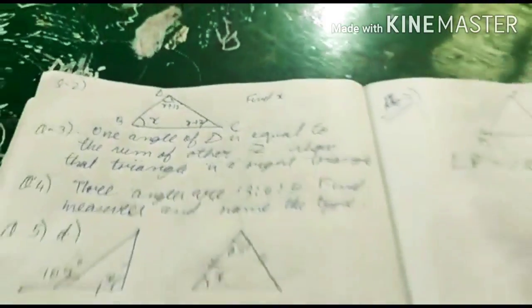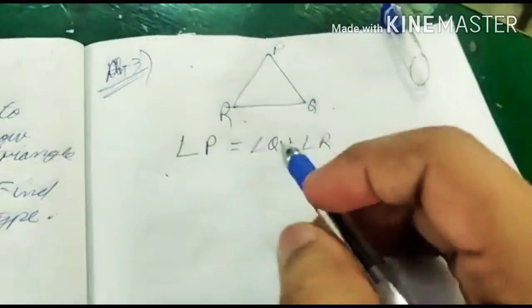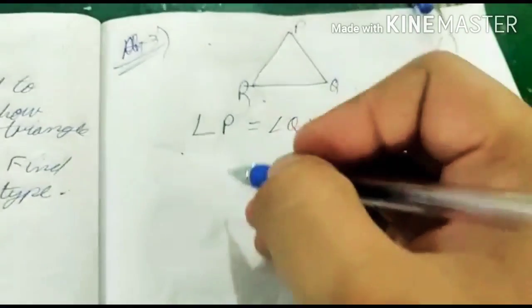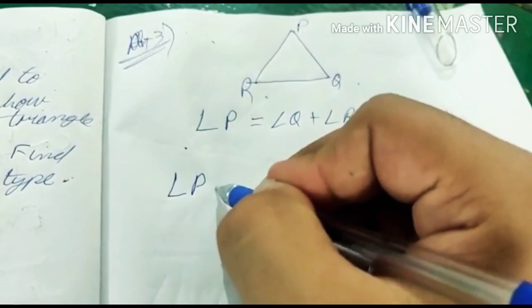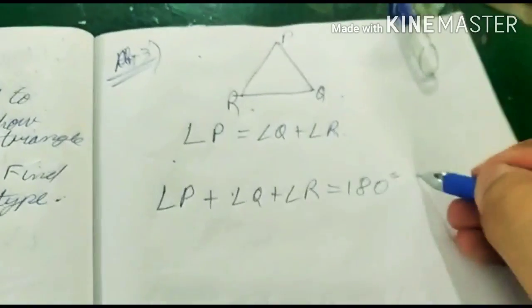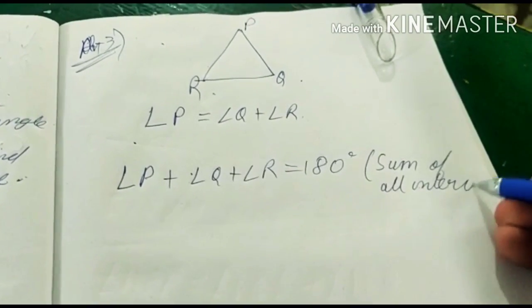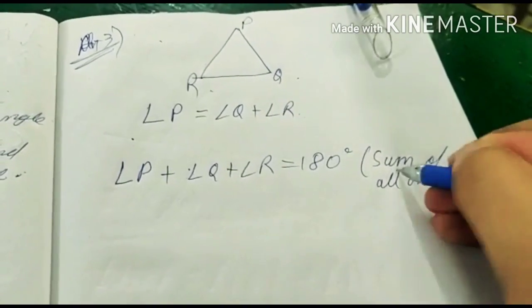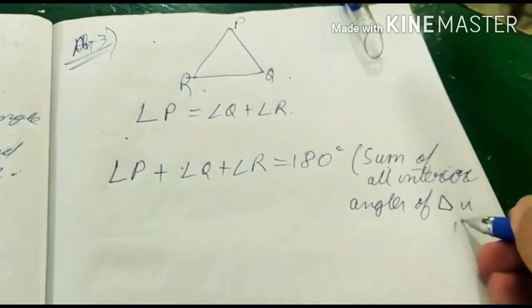This is given. We have to show that the triangle is a right angle triangle. For a right angle triangle, what is the basic thing? One angle should be equal to 90 degrees. So we have to prove that one angle is 90 degrees. As we always know, angle P plus angle Q plus angle R is equal to 180 degrees, the sum of all interior angles of a triangle.